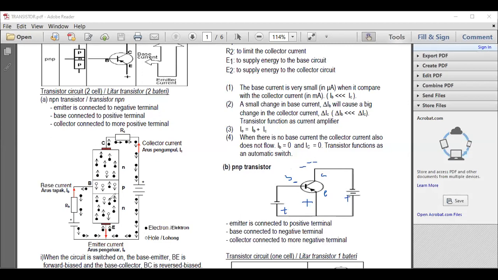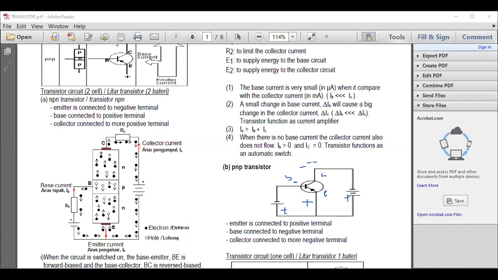So the concept is the same. The only thing is, for NPN the emitter must be negative because the emitter will supply electrons. In the case of PNP, the emitter must be positive because it supplies positive holes. The base must be positive for NPN. The collector must be more positive because you want to receive more electrons. For this one, the collector must be more negative so that you can receive more positive holes. So it's similar, and all these apply here also.